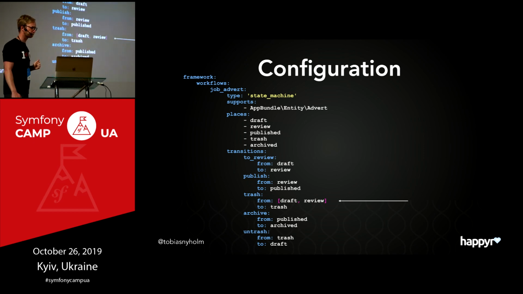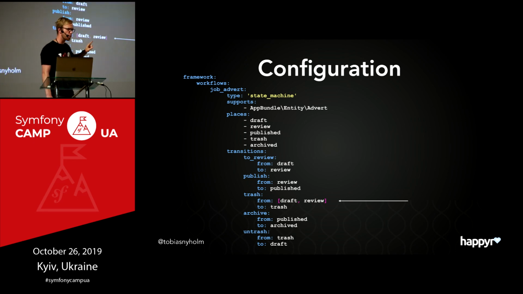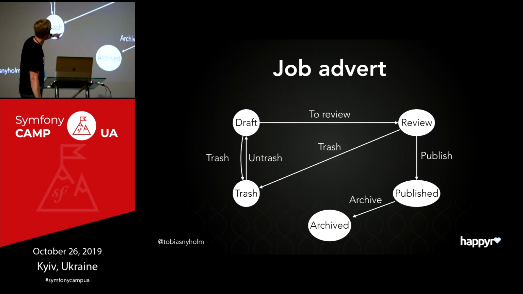I'll give you a small hint. I said a state machine transition can only have one input and one output. Here I clearly have two inputs. But Symfony is smart enough to realize, like, hey, you have two inputs, you must mean that you want two transitions named trash. And that's what Symfony does for you. I have two transitions named trash.